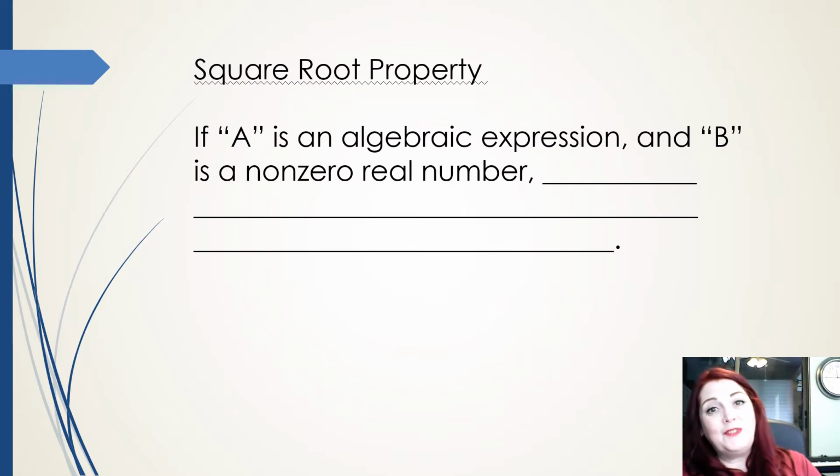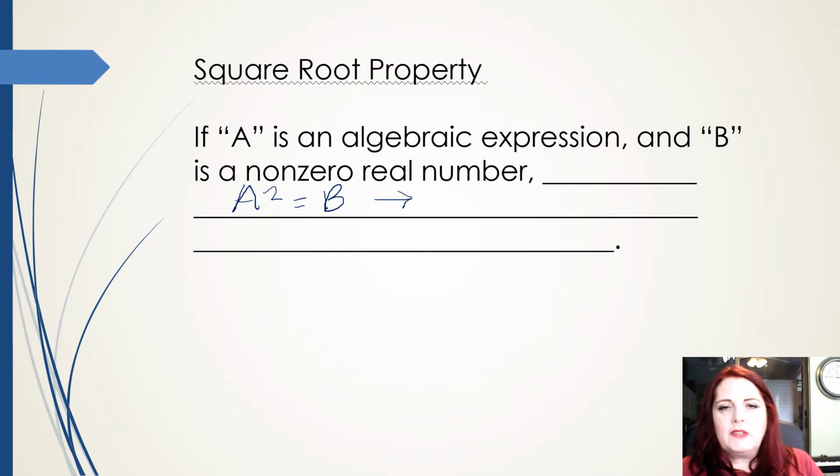There's another really nifty way of solving our quadratics, and that's by applying the square root property. So if we have an algebraic expression and we call it a, and b is going to be a non-zero real number, we can have a squared equals b. That will produce two solutions for a, because we take the square root of each side.